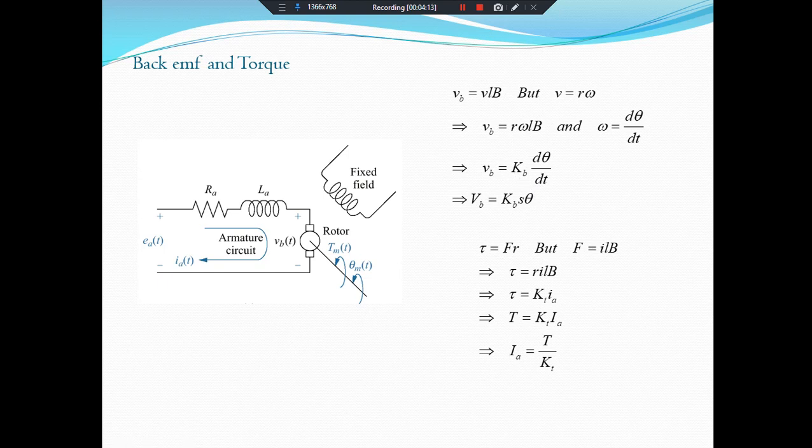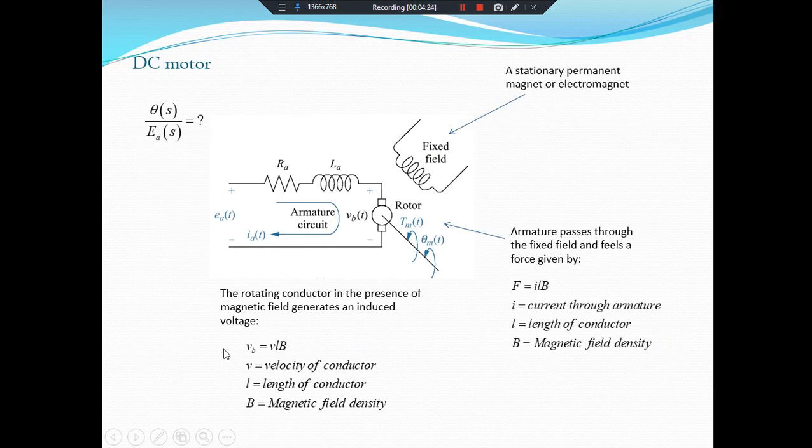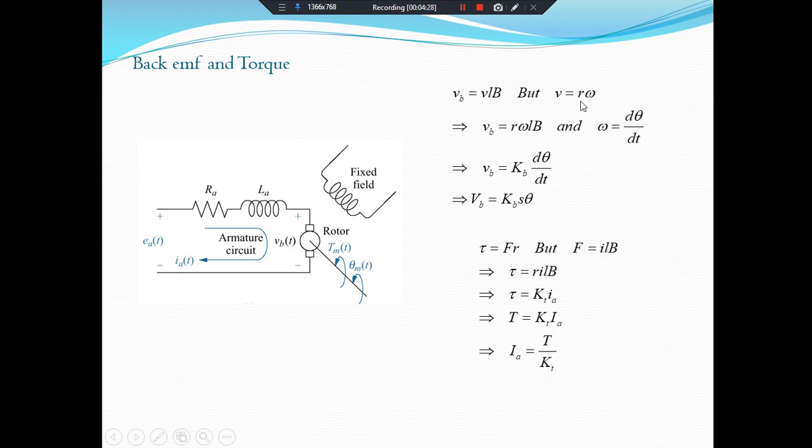What is Kb? Kb is the constant of proportionality, and it is called the back EMF constant. Or you can derive it from the previous equation. From this equation, V equals VLB. Here we put V equals R omega, and omega equals d theta by dt. All the others are constant: R, the radius, is constant, the length is constant, and B, the fixed magnetic field, is also constant. So we replace these constants, length and B magnetic field, with the constant Kb. Or you can directly write this equation by considering the fact that voltage is proportional to the speed, and putting Kb as a constant.